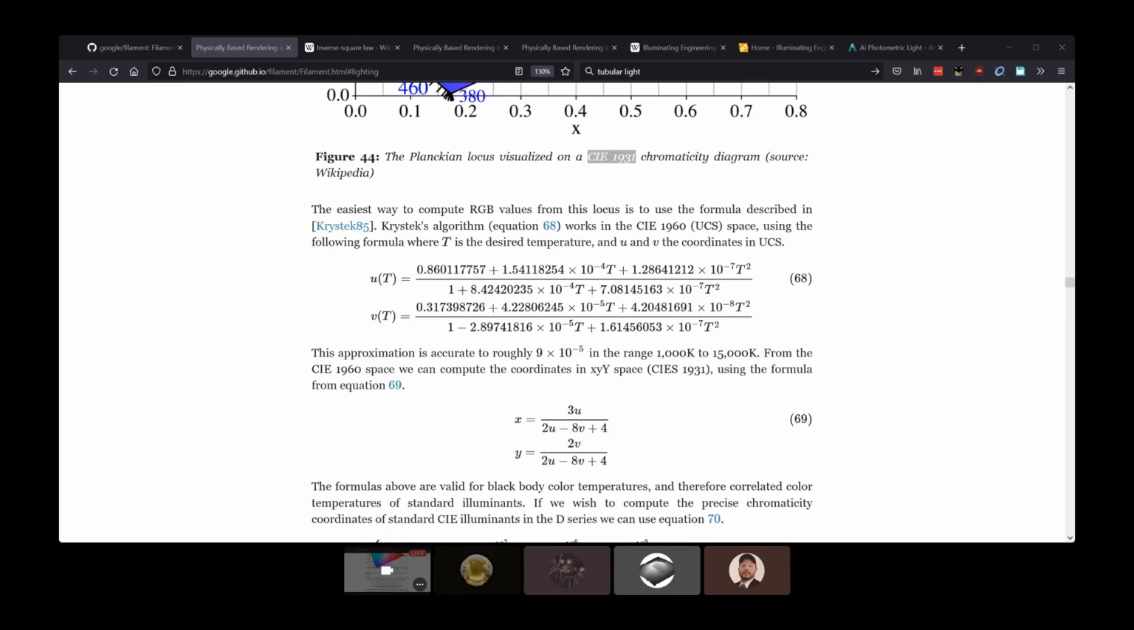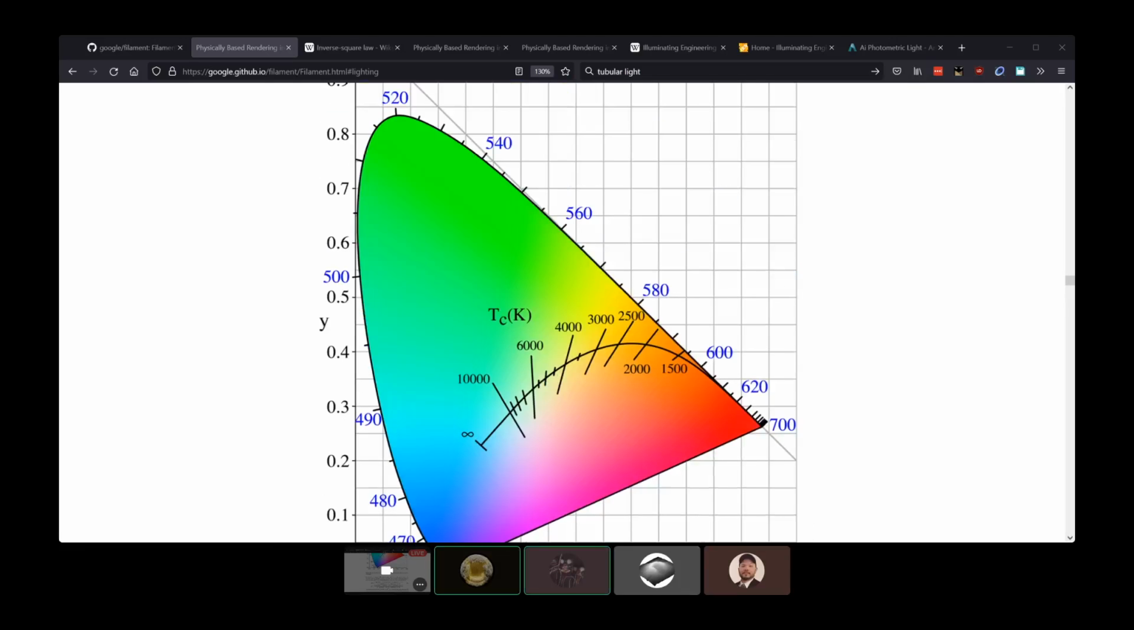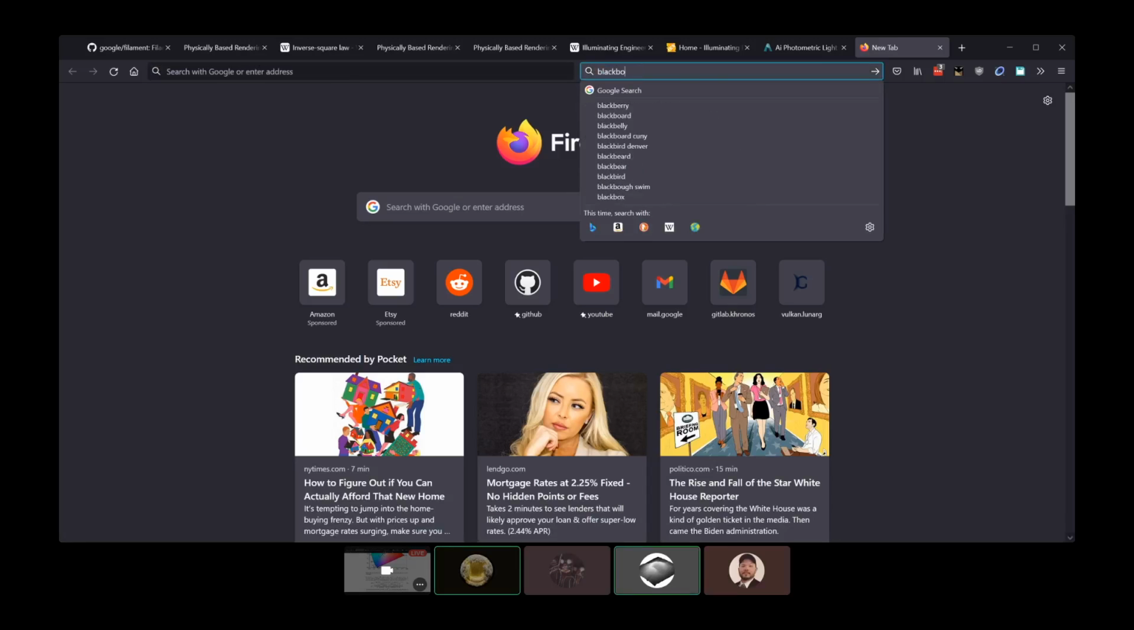Wait, can you look at that graph again for one second? So why are warm lights... okay, so orange lights are warm, right? But why are they colder? Well, this is if you think this is black body radiation.